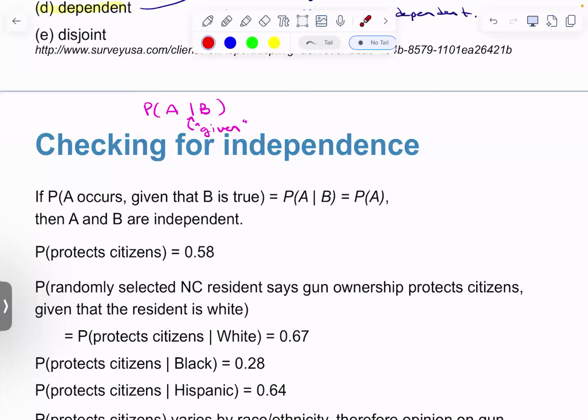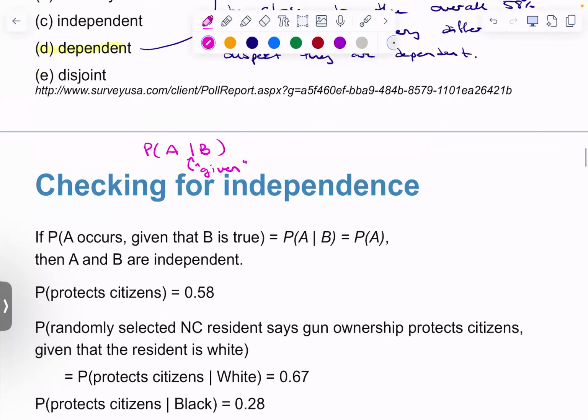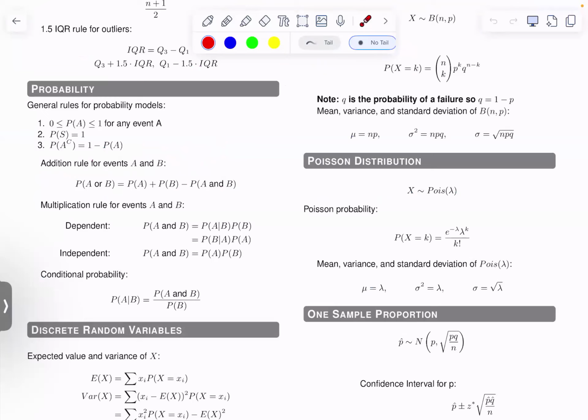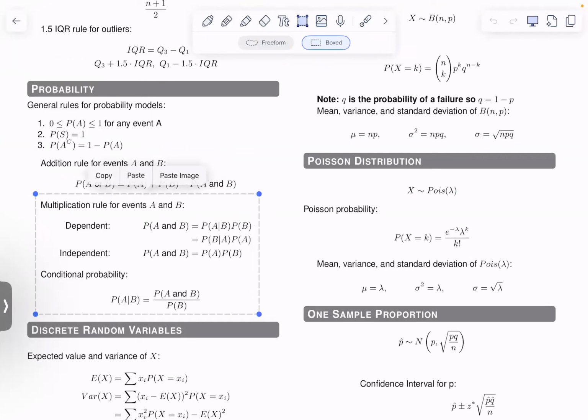If we think about it backwards, if A doesn't care about B, if it's not impacted by B happening or not, then we would say that they're independent events. And so if the probability of A given B is the probability of A, then we say that they're independent, which is on your formula sheet in some way.